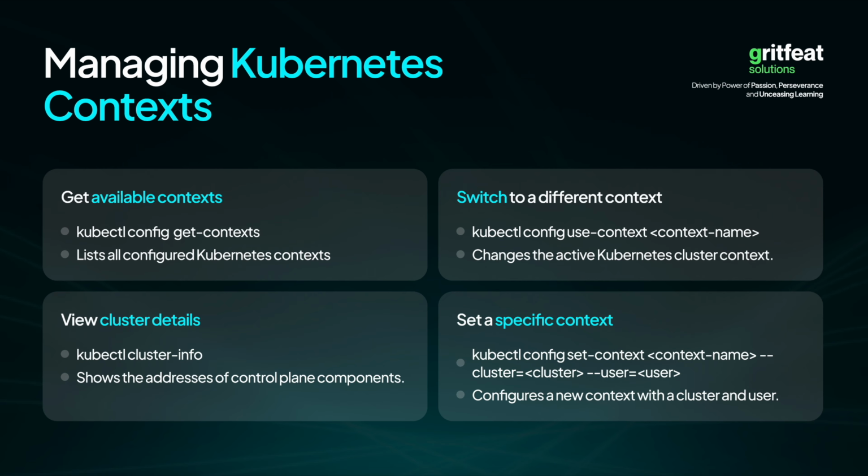Here are some key commands you can use with the context. To get the available contexts, use kubectl config get-contexts command. This simply lists all the different cluster setups you have configured. To switch to a different context or cluster, use kubectl config use-context with the context name. This changes which cluster your command will apply to. To view cluster details, use kubectl cluster-info, which shows you the address of the control plane for your current context. It's a quick way to see where you are pointed to.